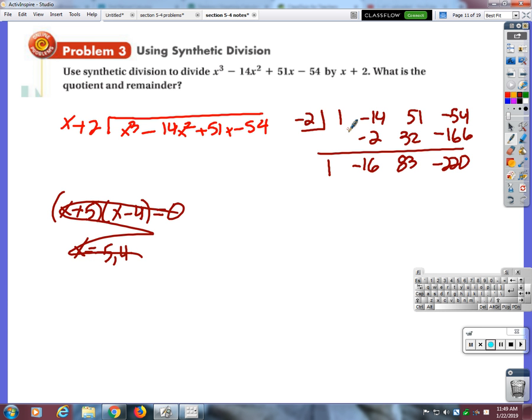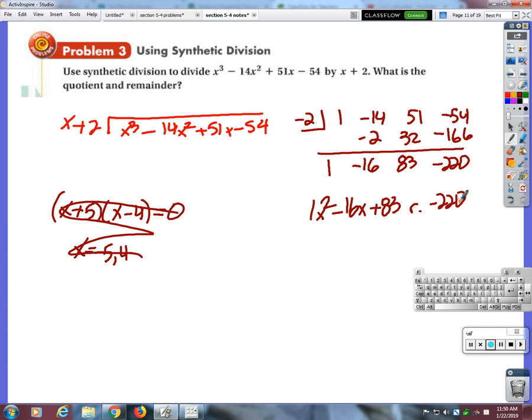Since we started with x cubed, this answer is going to go down by 1 power always. So if I started with x to the 5th, it would just go down by 1. So instead of this being 1x cubed, this is 1x squared. And then you just go down by 1s from there. Minus 16x plus 83 with a remainder of negative 220. Okay? So that is the answer to this thing divided by this thing. So we're able to get it a lot more quickly without doing as complex math using what's called synthetic division.